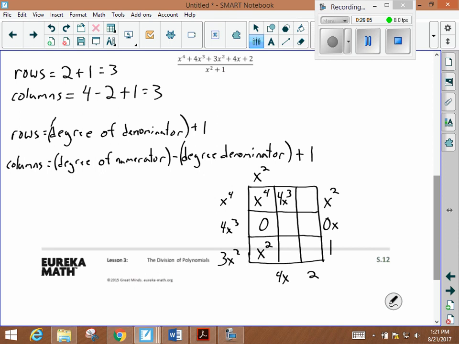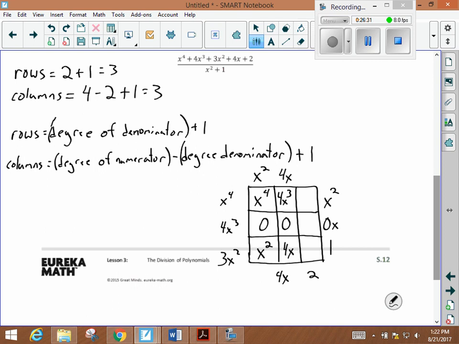So in other words, what did I have to multiply x squared by to get 4x cubed? That is going to be 4x, right? Because 4x times x squared is 4x cubed. Now I can multiply to get the remaining column. 4x times 1 is 4x.